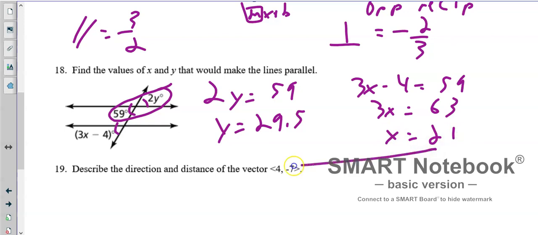Again, here's the beauty of math. 3 times 21 is 63, minus 4 is 59. Cool, I did the math right.